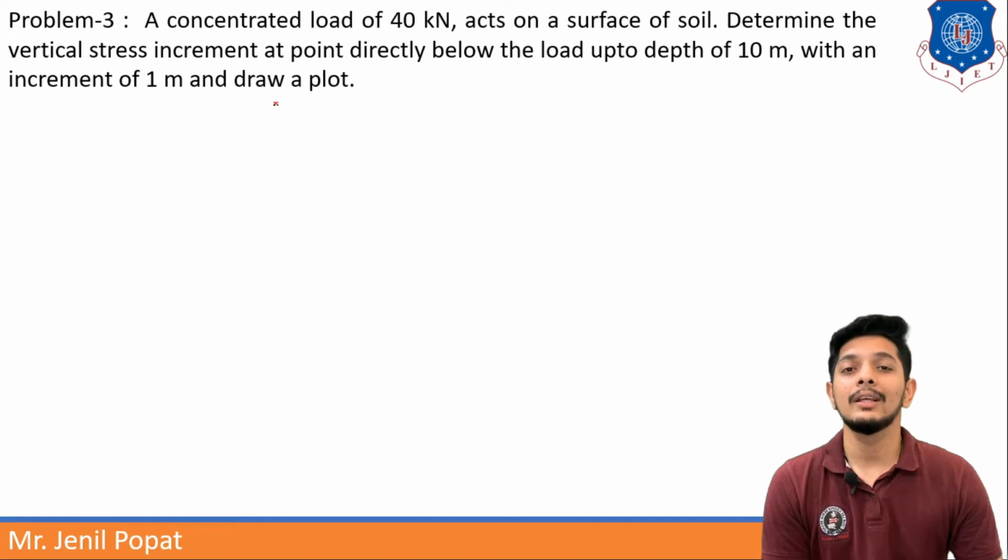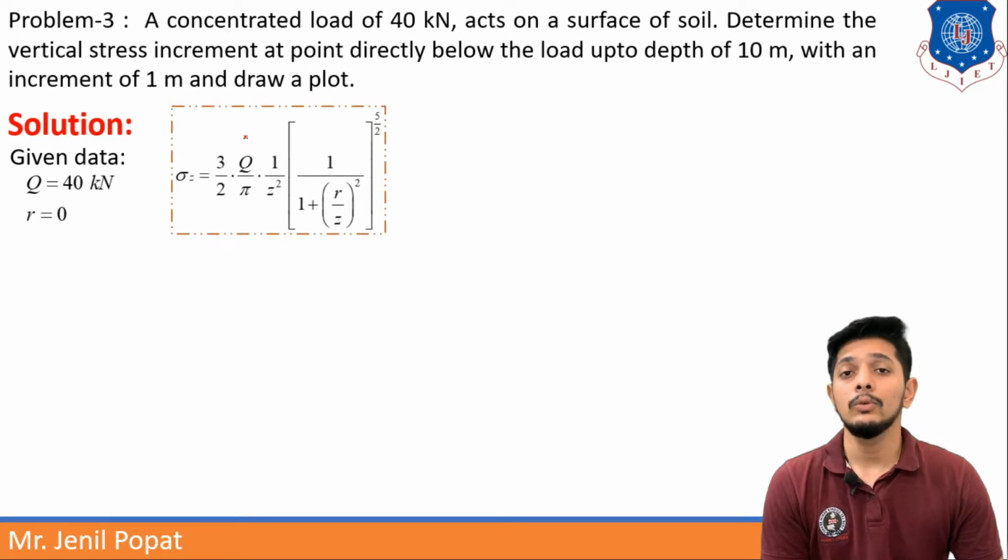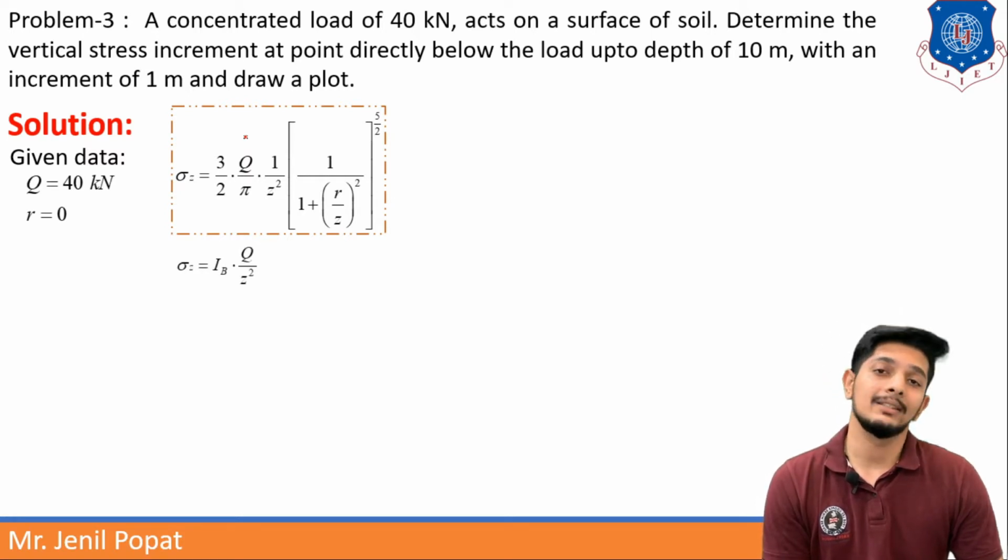So we have to take radius as 0 and up to the depth of 10 meter with an increment of 1 meter and draw a plot. So it is quite easy to understand. Solution: we should write given data first. Q is equal to 40 kilonewton, R is to be taken as 0. Let us move to formula. So Boussinesq formula is already known. We should put it like that: sigma z is equal to IB into Q by Z square.